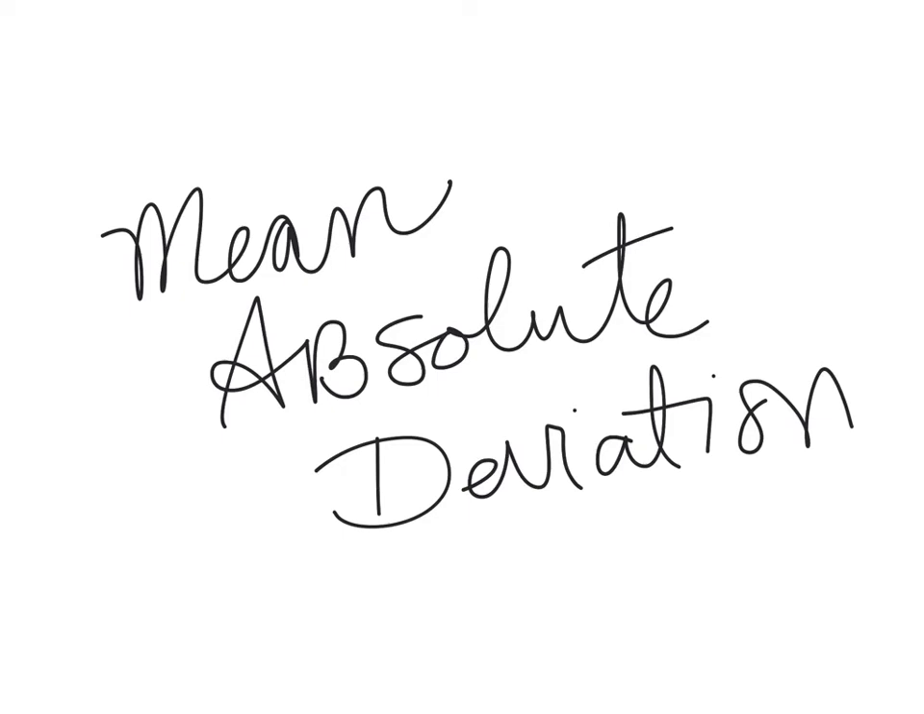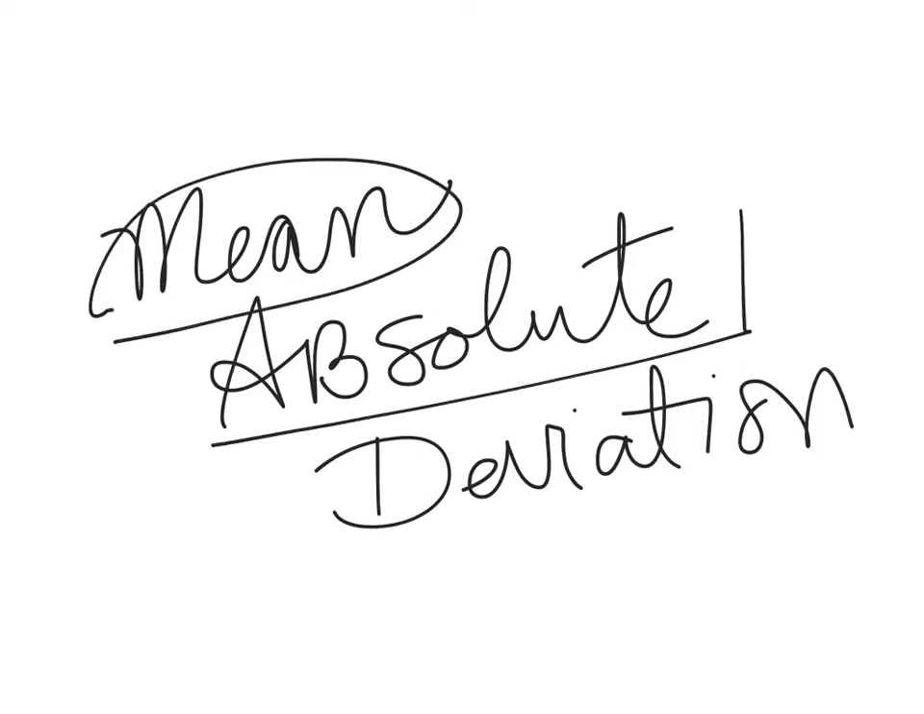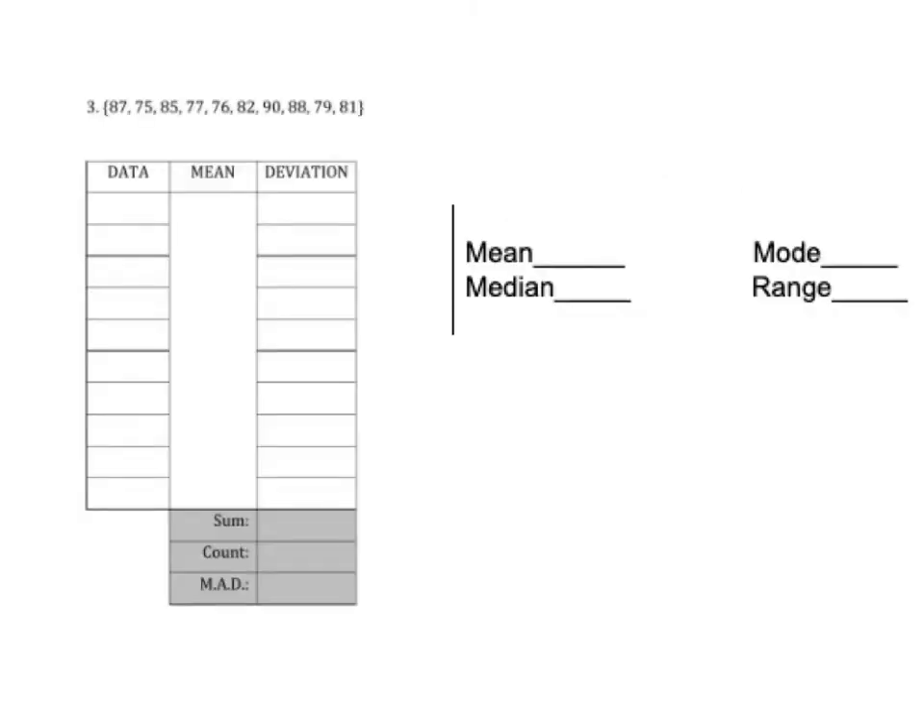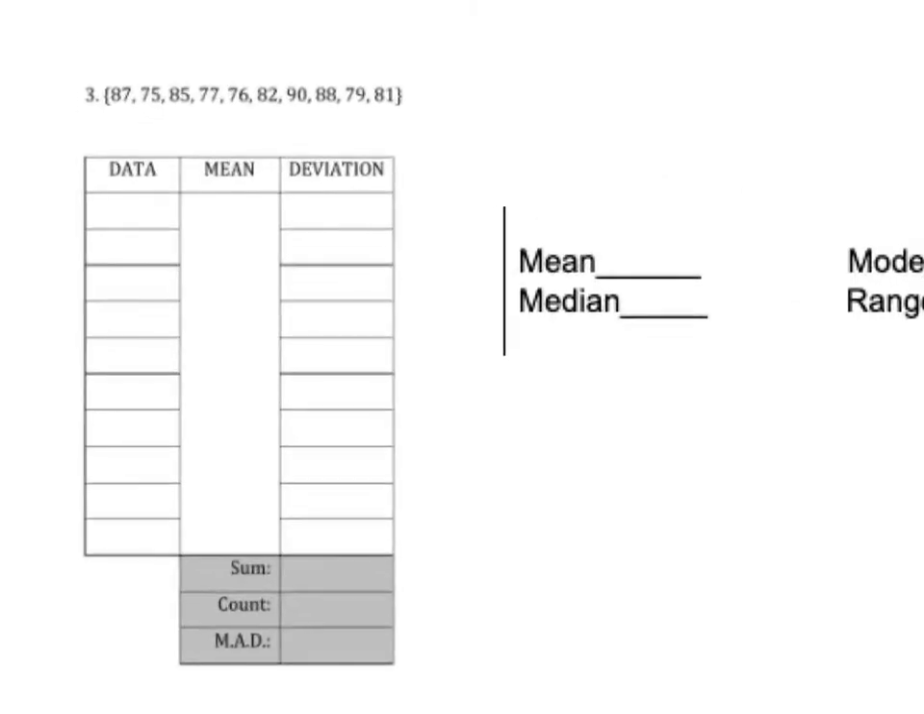Okay, you should already know a little bit about mean absolute deviation. Mean is the average. Absolute means absolute value. Absolute deviation, difference away from the mean. So when you see a set of data like this, I want to put it in order from least to greatest. Every time I see a set of data when I'm figuring out statistics here.